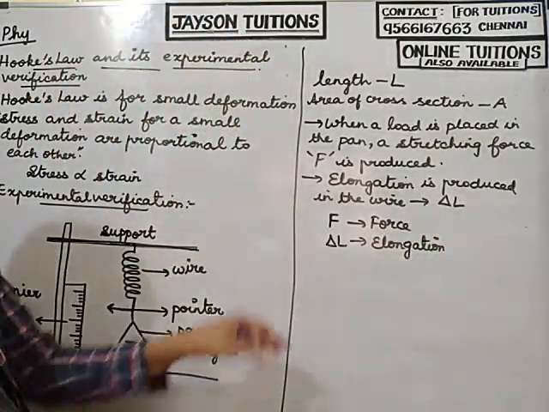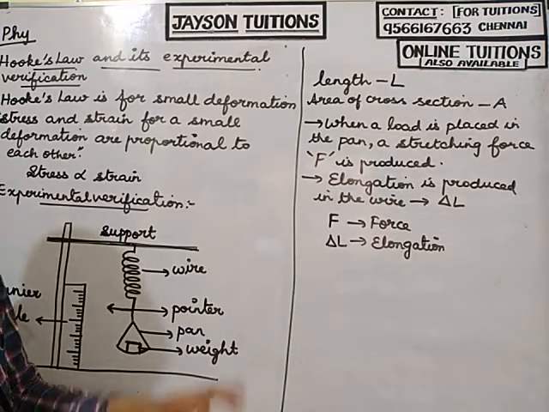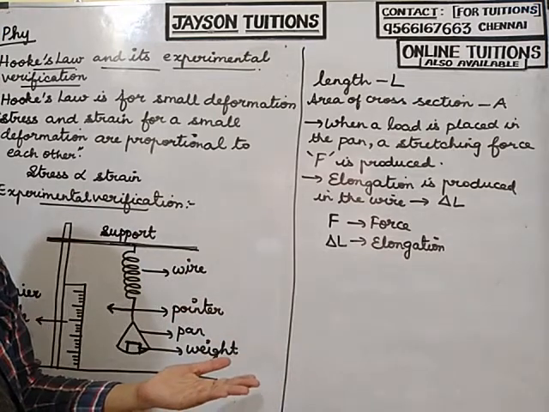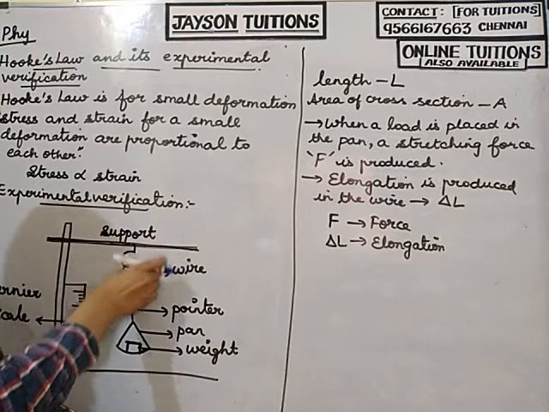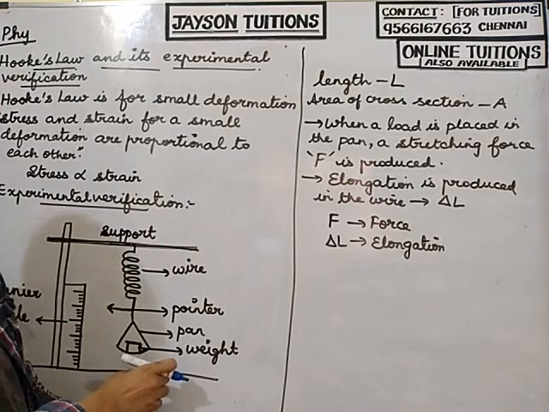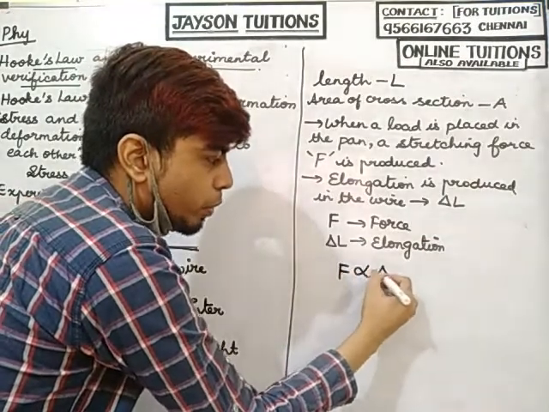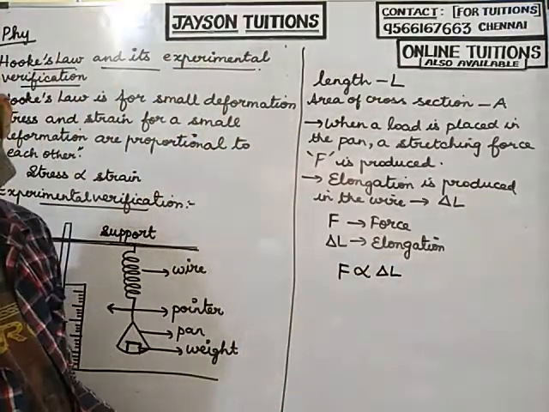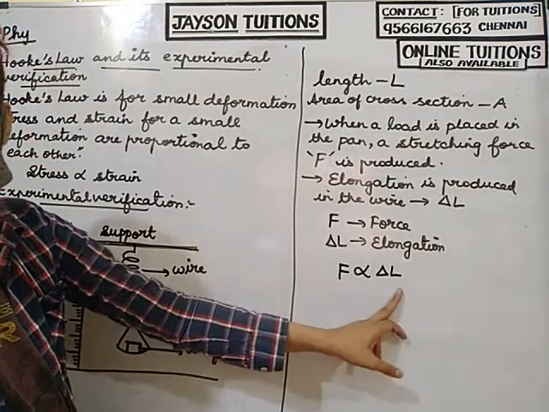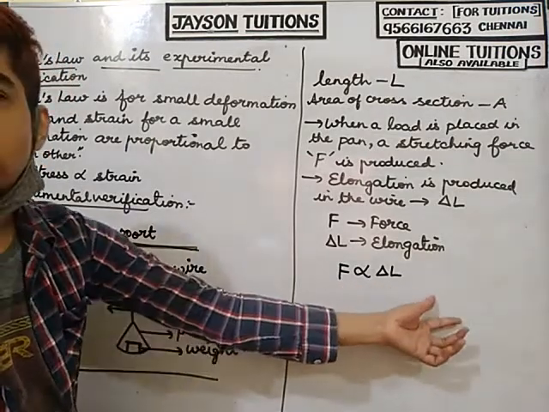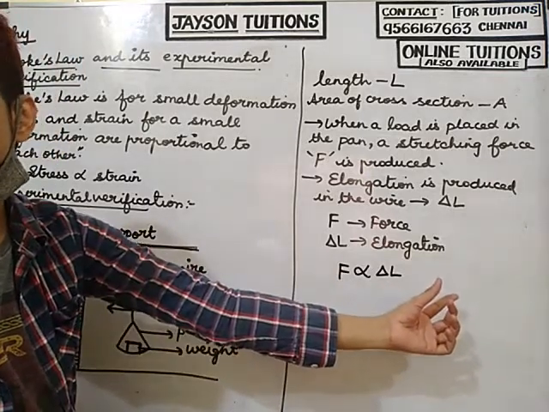If the force is more, what will happen to the elongation? The elongation also will be more. If I add more weight, the wire elongation also will be more. So this force is directly proportional to the elongation.